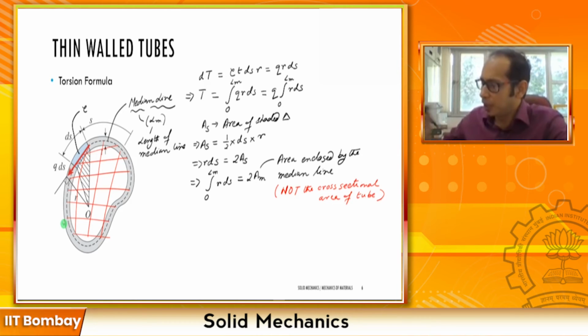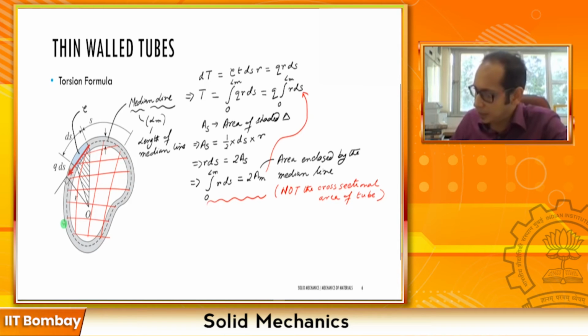So now if I take this expression which I just derived and plug it back into this one, what I get is that my T becomes equal to Q times 2 Am, right? Which gives me further that Q equals T by 2 Am, where Am is again the area enclosed by the median line, right?